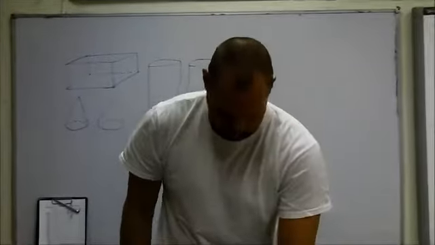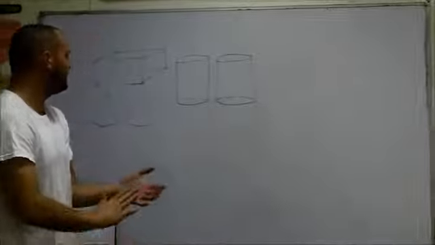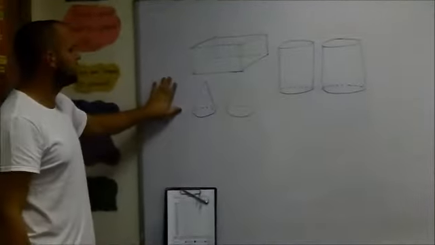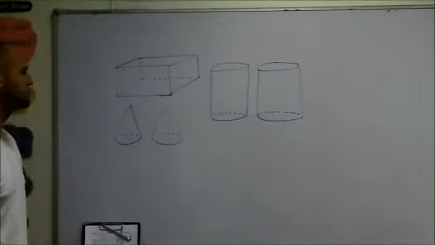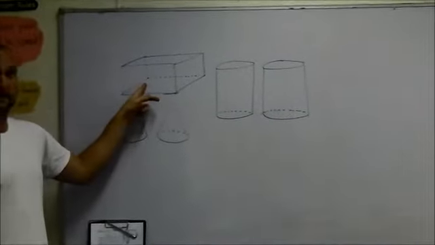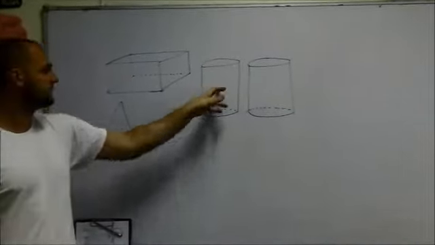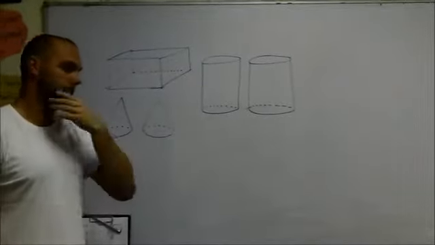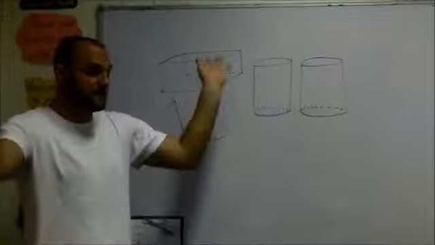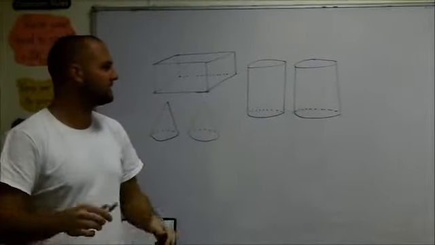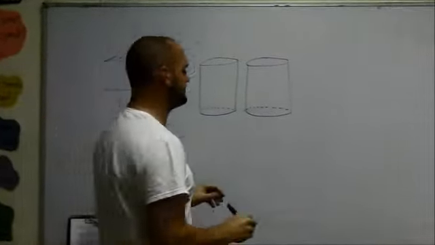All right, so we have all of our shapes here. Now we can take a look at these. We have 1, 2, 3, 4, 5 different solid figures. We have a rectangular prism, we have a cone, we have cylinders, or two cones and two cylinders. You're saying, what can we make out of this? Well, we can make millions of different things. But the one I wanted to make is this.